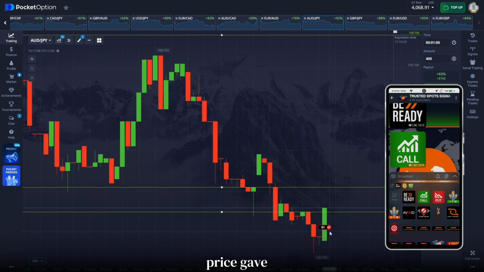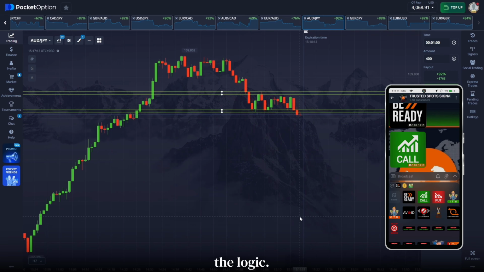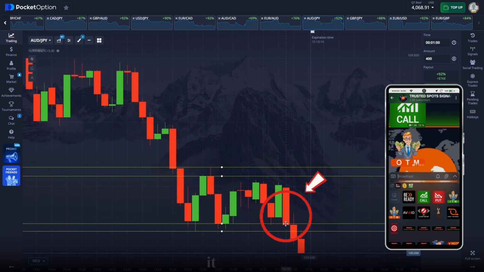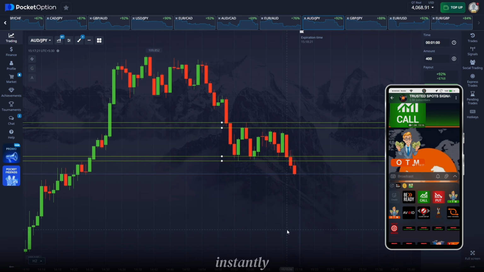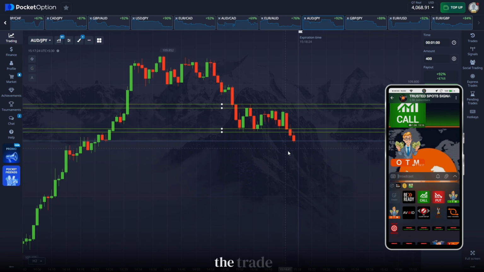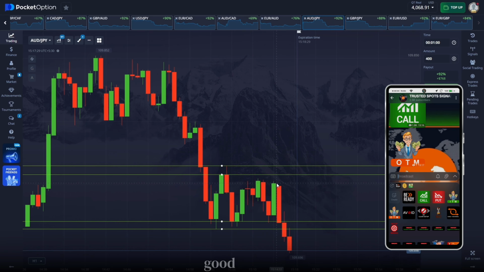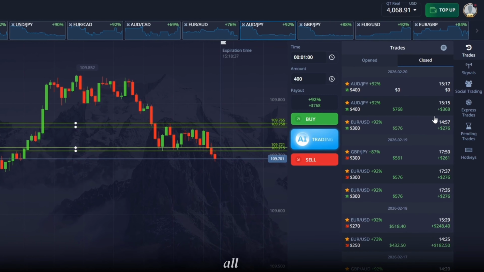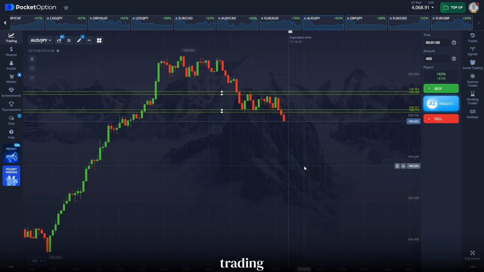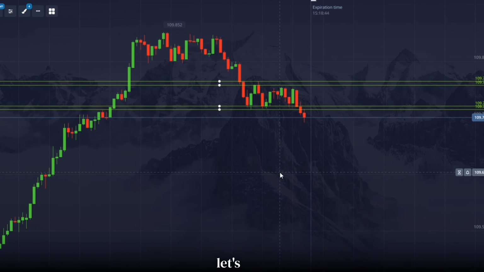Okay, price gave a breakout and we have lost this trade. Let's understand the logic. Same logic: price hit the support, it does not break, and we also have a strong confirmation. So I instantly placed the trade, but we lost because price finally got a breakout. Now this strategy gives very good results, but sometimes you will lose too because nothing is 100%. So till now we have taken 3 trades. All are based on a single trading concept, but we lost the last trade.